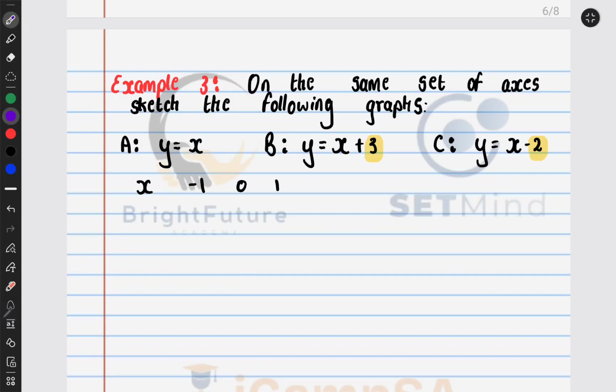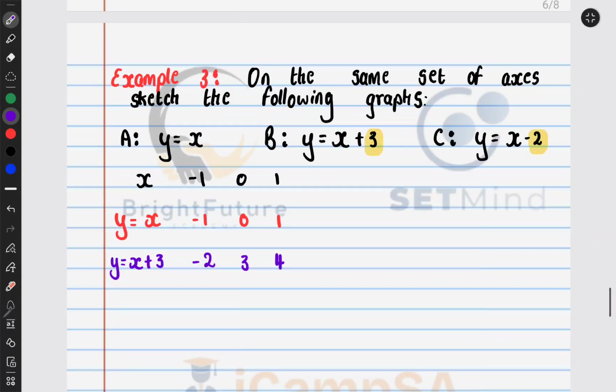And then for function number a, which is y is equal to x, let me use the red one, y is equal to x, we're gonna have y values of negative 1, 0 and 1. And then the second function is y is equal to x plus 3. So we're gonna have y is equal to negative 1 plus 3, that's gonna be 2. Y is equal to 0 plus 3, that will be 3. And then y is equal to 1 plus 3, that will be 4.